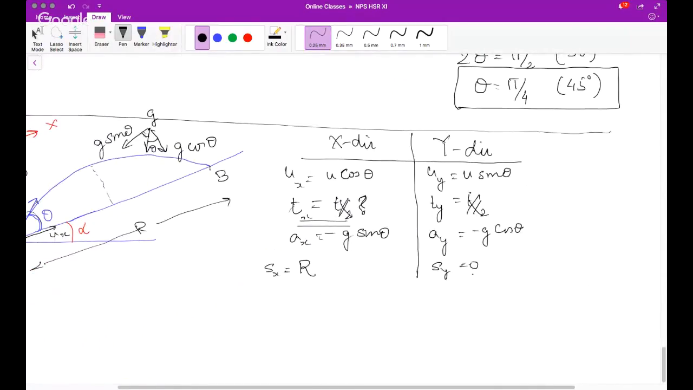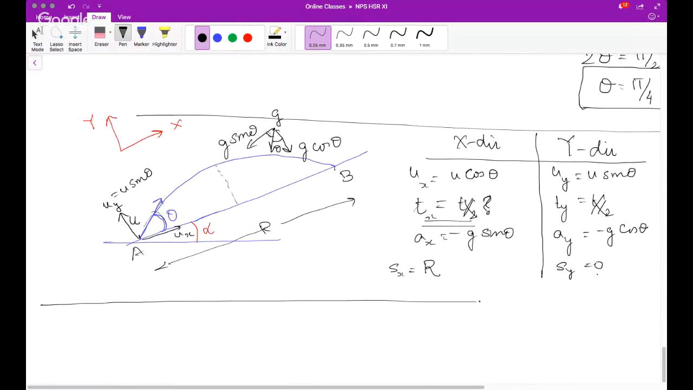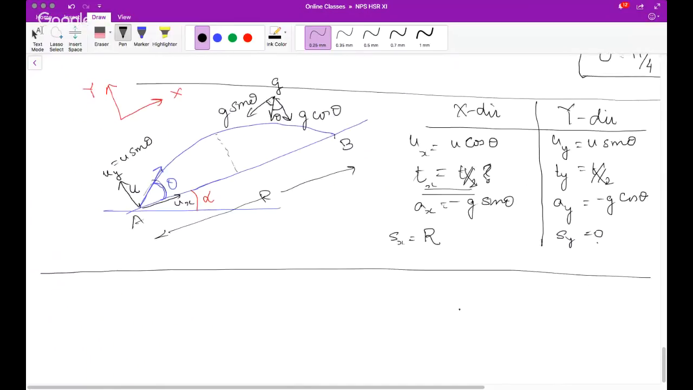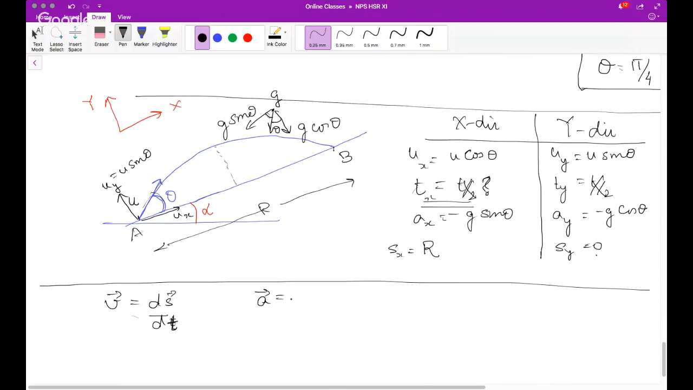So what did we learn in 2D motion? In 2D motion, if you're good at vector equations, you will never make a mistake. So there are only two basic concepts. In a nutshell, one is velocity is ds by dt. This is equation number 1, which you must know: the first derivative of position, the rate of change of position vector, is velocity, and acceleration is dv by dt, right?